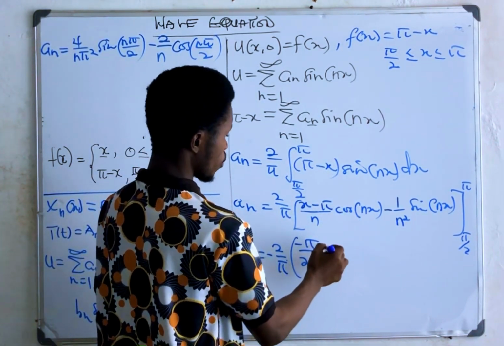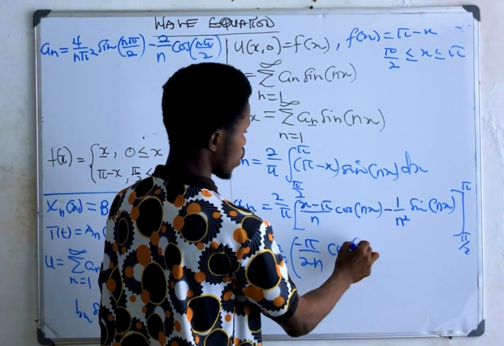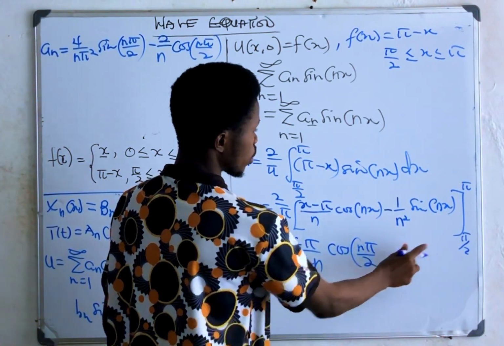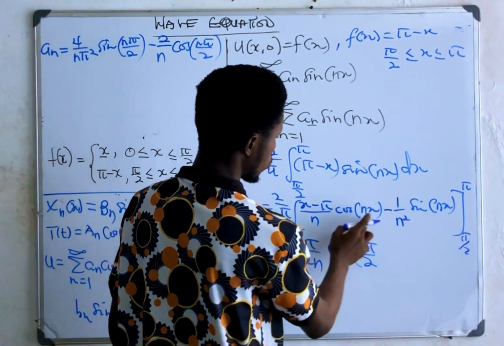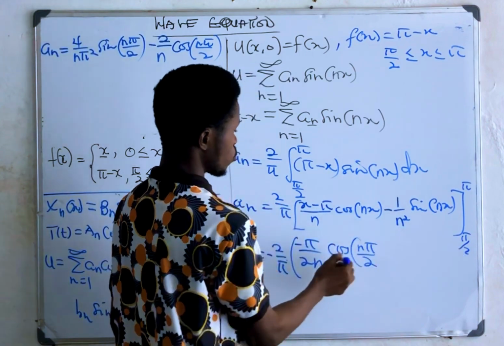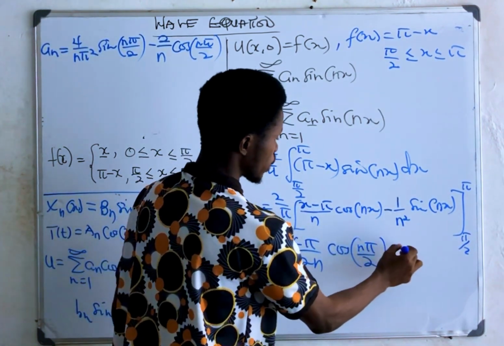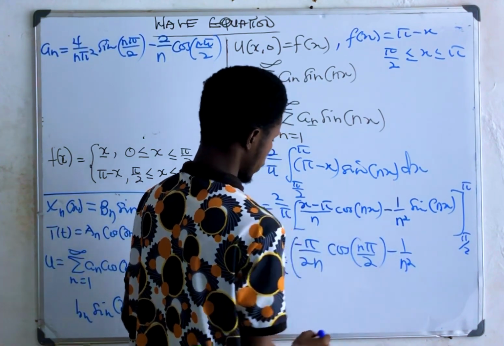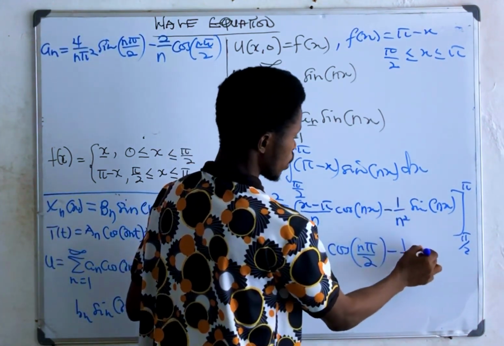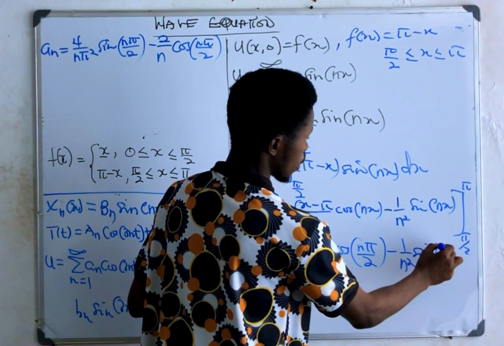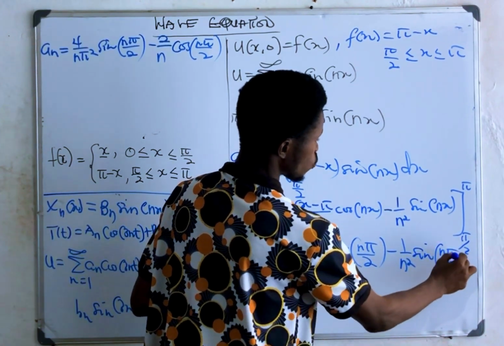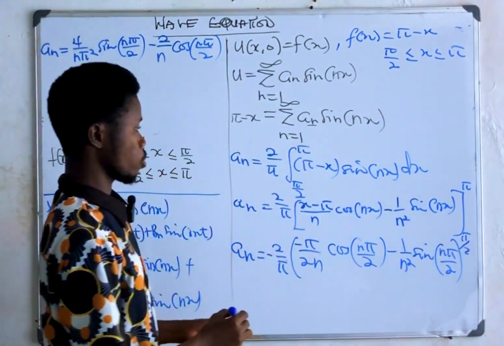Now if I put pi over 2 here, I'm going to have cos n pi over 2. Sorry, pi over 2, not just pi. x is pi over 2. That's why I put pi over 2 here. Then minus 1 over n squared sine n pi over 2. This is what you are going to have.